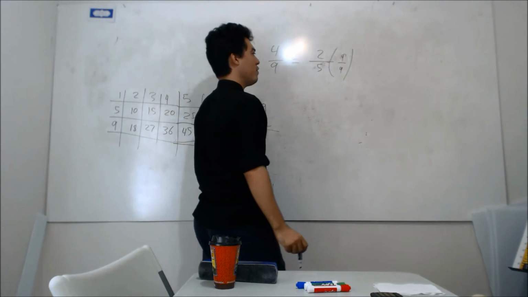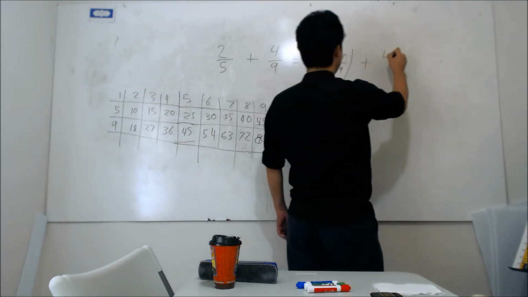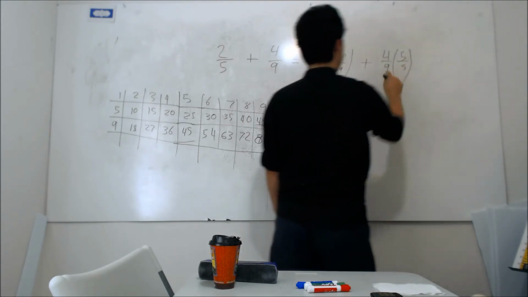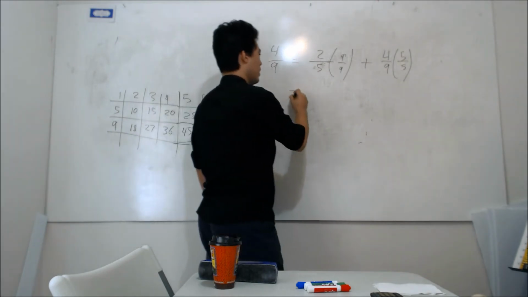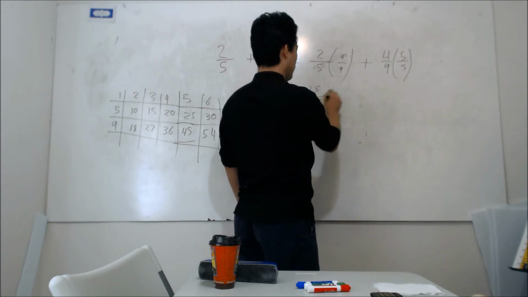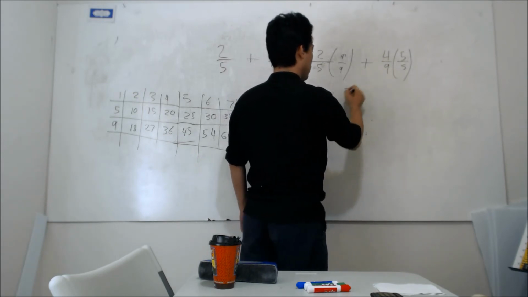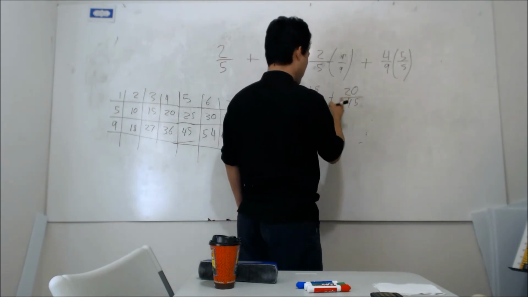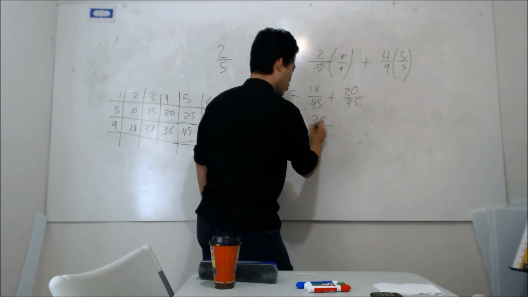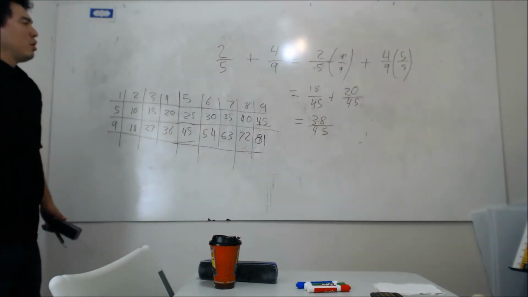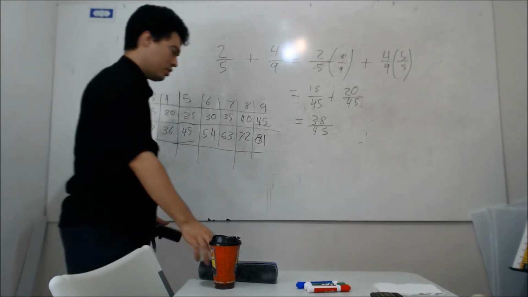we want the denominator to be 45, and plus 4/9 times 5/5, again, because we want the denominator to be 45. And now, 2 times 9 is 18 over 45, plus 5 times 4, which is 20 over 45. And that gives us 20 plus 18 is 38 over 45. And that's our answer. It's just that simple.